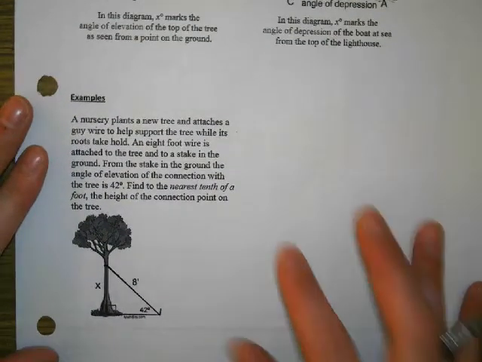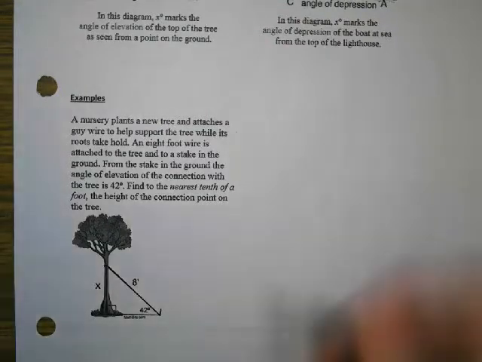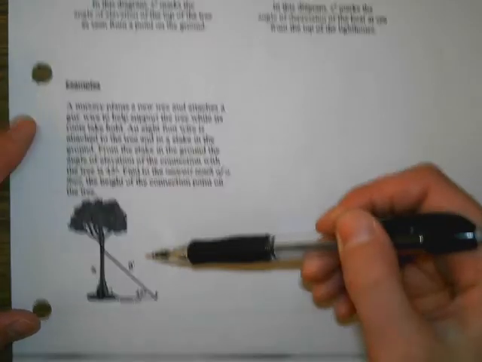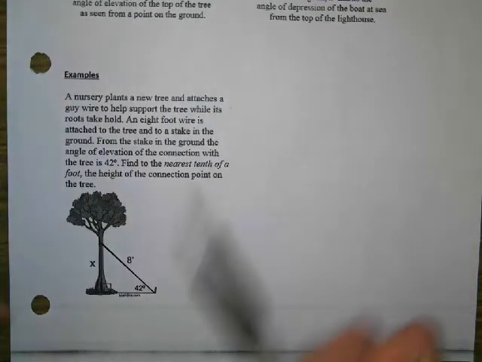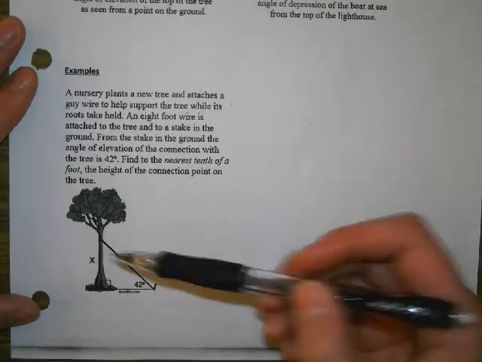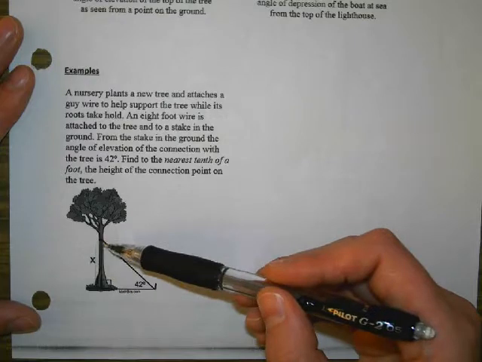So the first example, and for the examples I had pictures drawn for all of those, so when we actually switch over to doing the assignment, I'll help you guys start drawing the pictures. But here it says we have a nursery that plants a new tree, and they attached a wire, which happens oftentimes when you have a new tree. They put wires on it so that the tree doesn't flop over from the weight of its own branches. That way it can grow straight up. And so you have an 8-foot wire, and they want to know this height right here. They want to know how high that wire is attached to the tree.